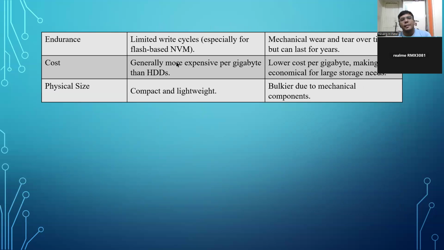Endurance: NVM has limited write cycles, especially flash-based NVM; HDDs suffer mechanical wear and tear over time but can last for years. Cost: generally, non-volatile memory is more expensive per gigabyte than HDDs, and as compared to non-volatile memory, hard disk drives are less expensive. Physical size: NVM is compact and lightweight, HDDs are bulkier due to mechanical components.